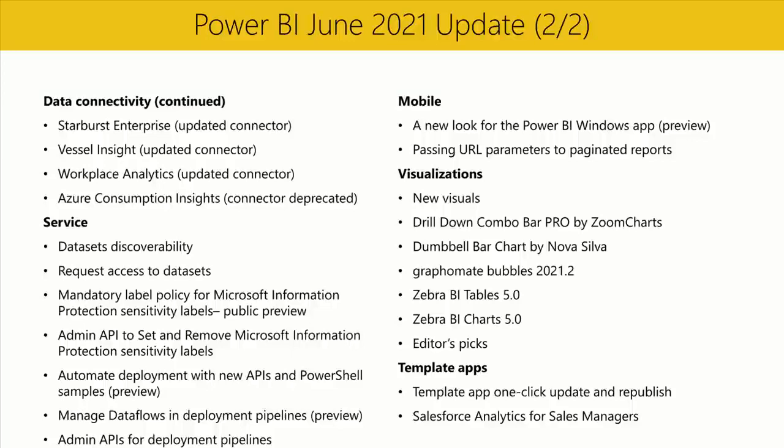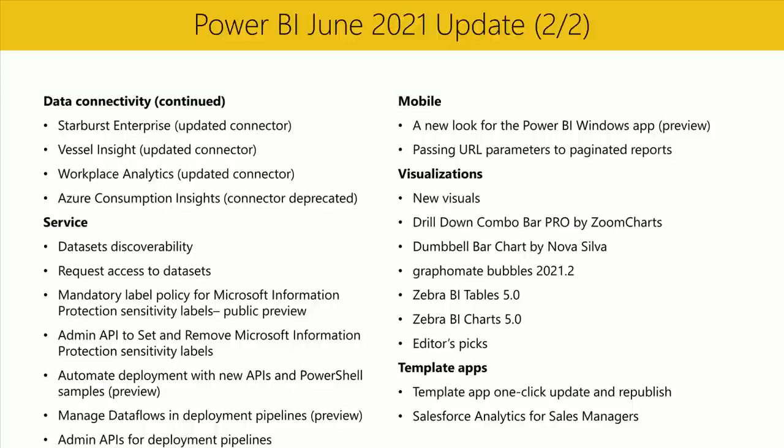excelandaccess.com. Updated this month are the Drill Down Combo Bar Pro visual by Zoom Charts, the Dumbbell Bar Chart by Nova Silver, the Graphimate Bubbles visual by Graphimate, the Zebra BI Tables visual by Zebra BI, and the Zebra BI Charts visual by Zebra BI. More information on all of the new and updated visuals can be found on our blog and in their respective links in the video description below.